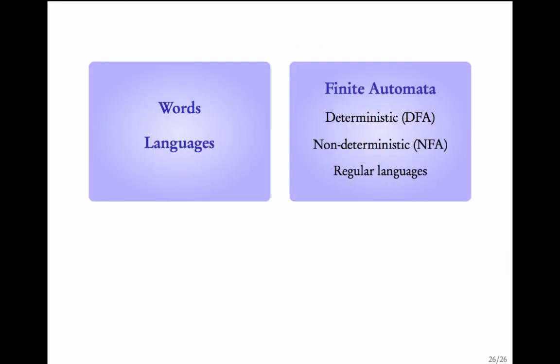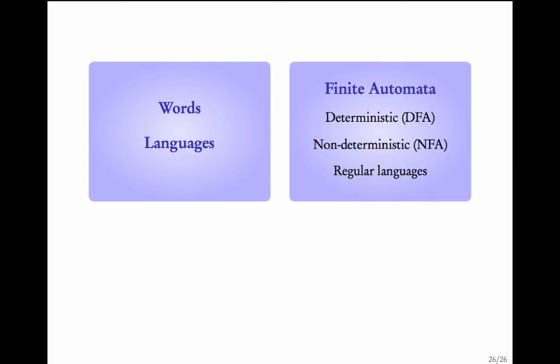This brings us to the end of this gentle introduction to finite automata. We saw words, sets of words are languages, and for some languages, you can design finite automata. A word is said to be accepted by an automaton if there exists a path from the initial state to an accepting state that reads this word.